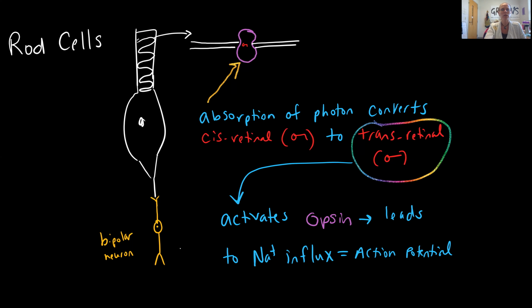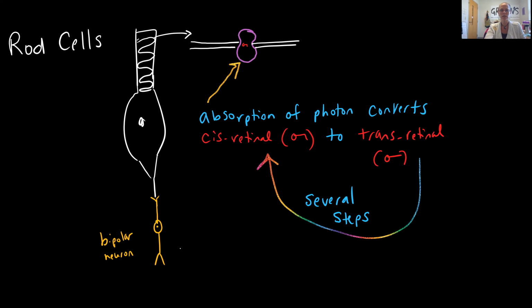Okay, so this is our basic mechanism. The rhodopsin absorbs photons, converts your bent retinol to a straight retinol, activating opsin, leading to sodium moving into the cell, depolarization, action potential. Okay, but that's not the end of the story, because what we see is that that trans retinol has to, in some way, get converted back to the bent shape so that it can go back to being activated again. And this takes several steps, so that's what we're going to be looking at next.